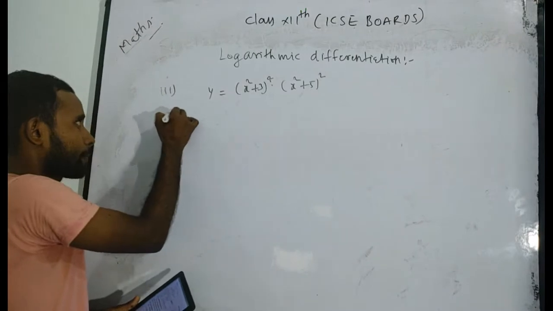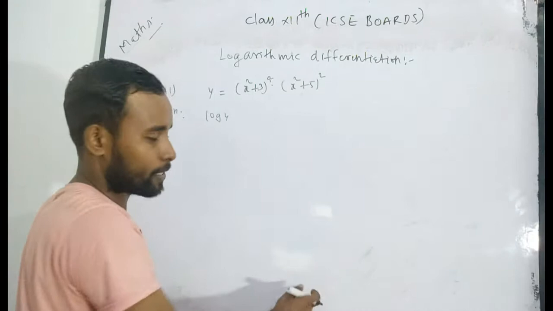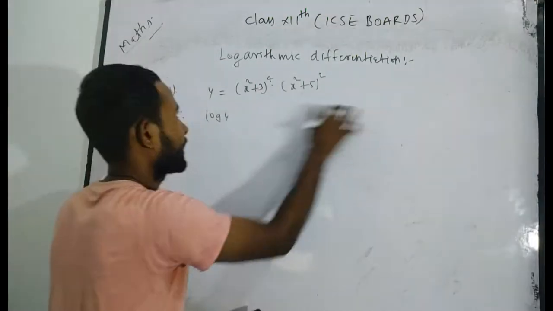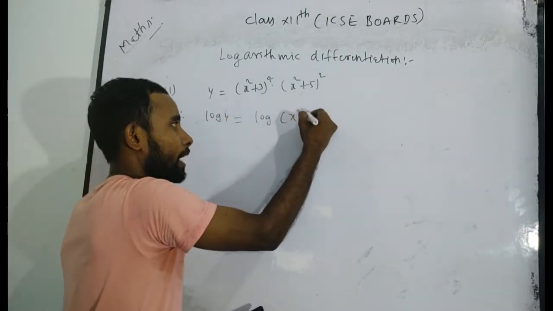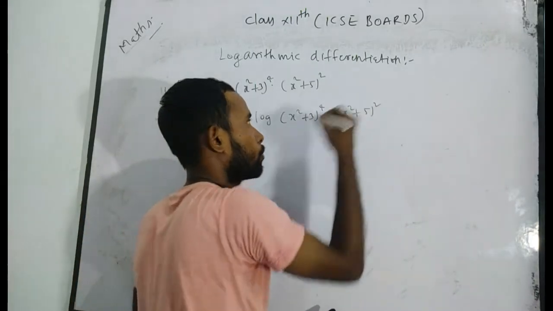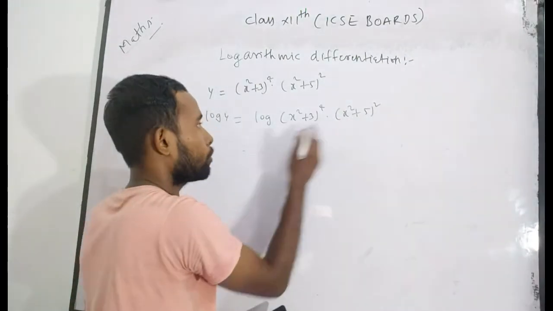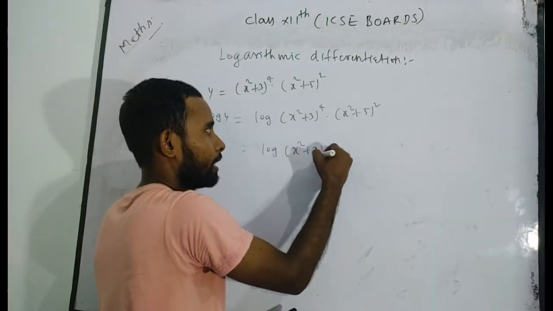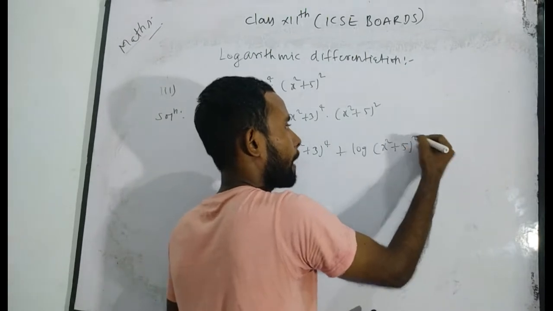Simply, firstly, take log on both sides. I write it here because there is not enough space, but try to always write it here: taking log on both sides. If you take log on both sides, you will get log y is equal to log of (x square plus 3) whole to the power 4 into (x square plus 5) whole to the power 2. And you know that log a into b will be log a plus log b, where b is equal to (x square plus 5) whole square.